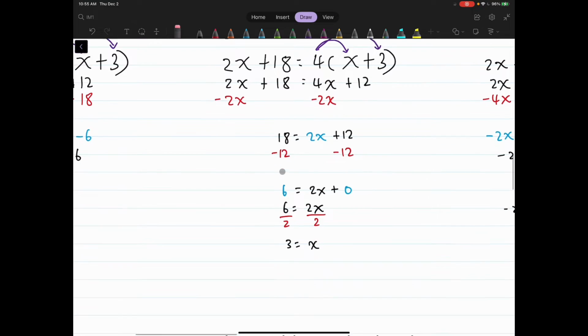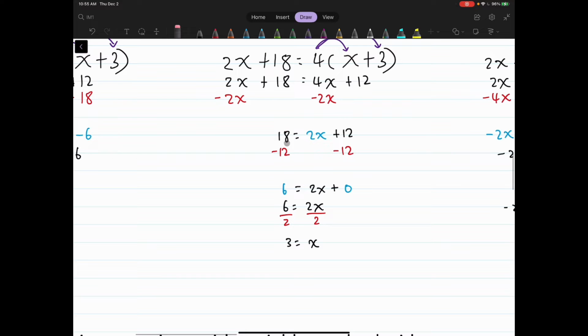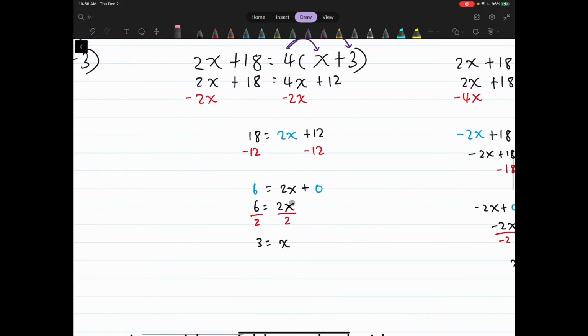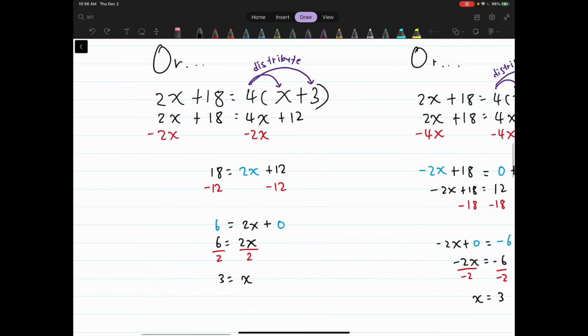Subtract 12 on both sides. Why? Because I want all the numbers on the left side and I want all the variables on the right side this time. See, before I had all the variables on the left side, but now I want all the variables on the right side. So I divide 2 on both sides. 6 divided by 2 is 3. 2 divided by 2 is 1. 1x is just the same thing as x. So that's the other way to do it.